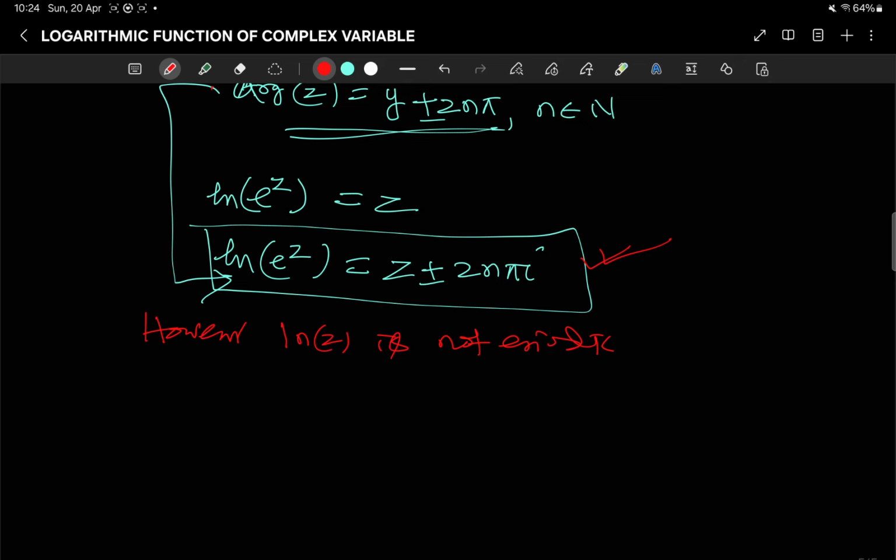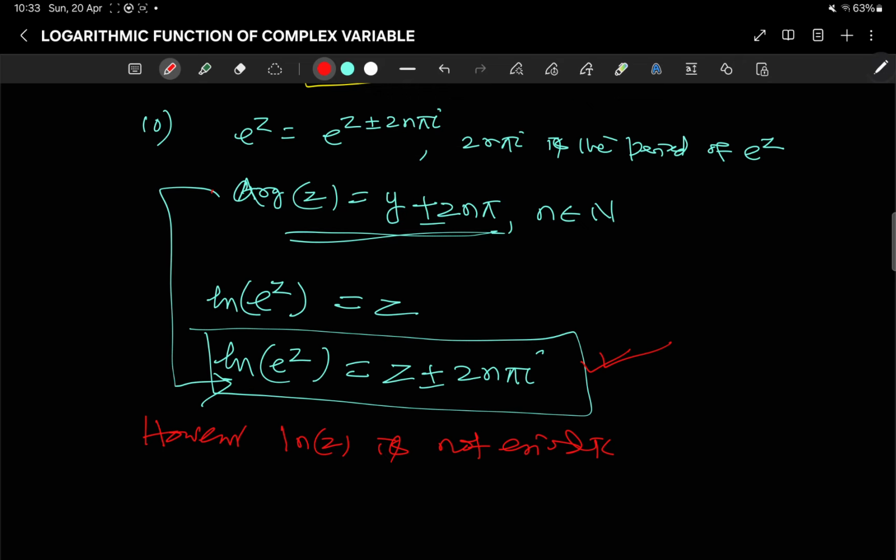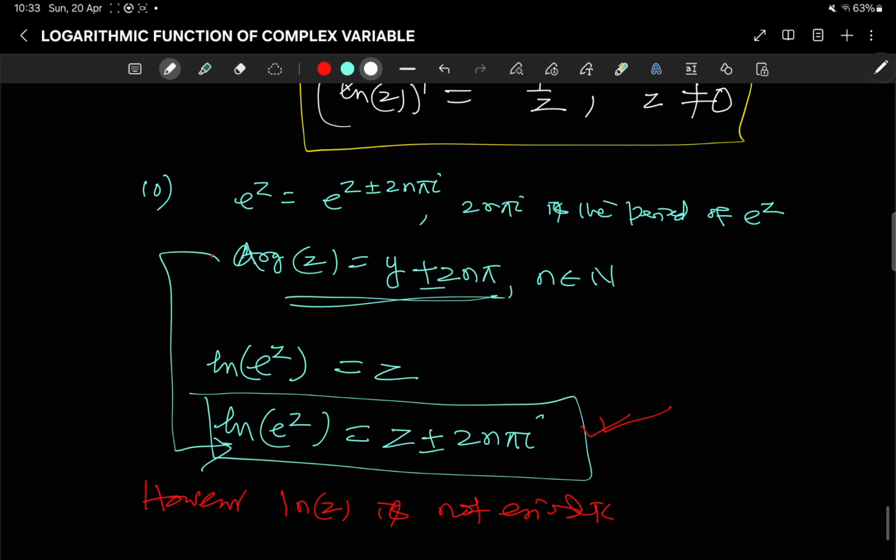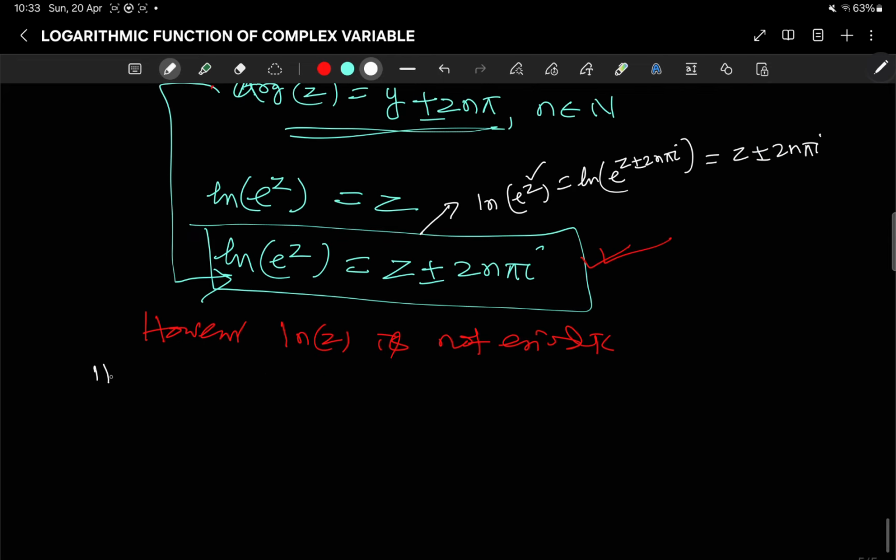Now let us solve some important problems. I can write ln e to the power z: e to the power z is periodic, so ln e to the power z plus or minus 2n pi i is now z plus or minus 2n pi i. Coming to property 11, a to the power z is e to the power z ln a for all z in C.